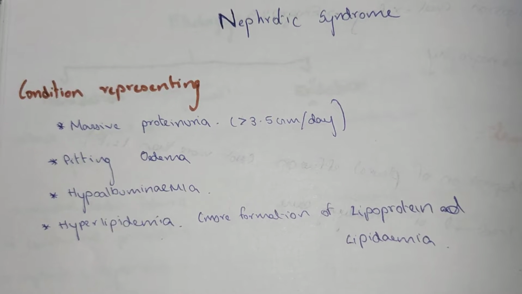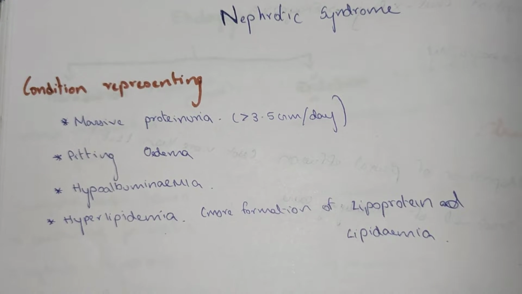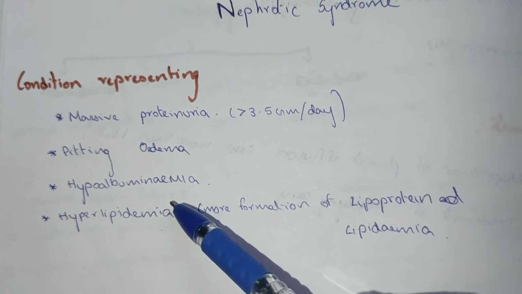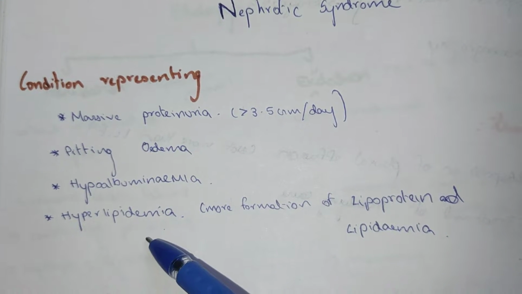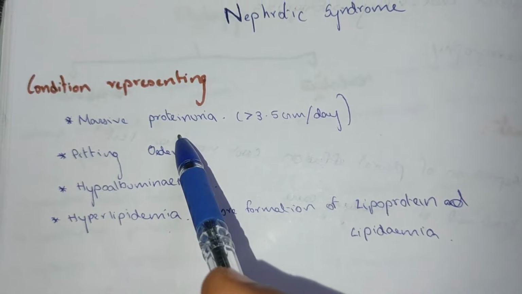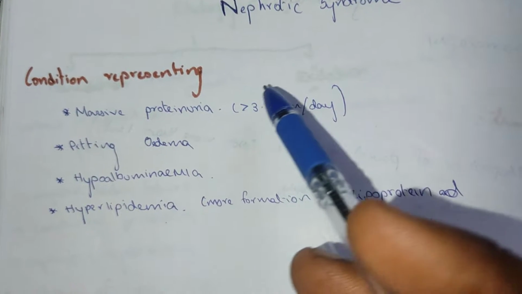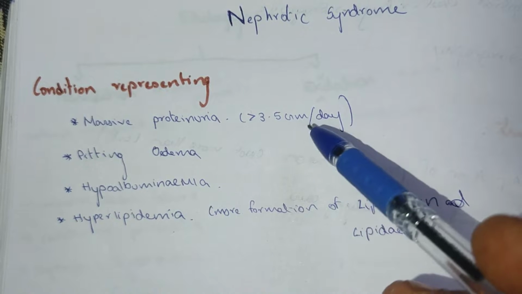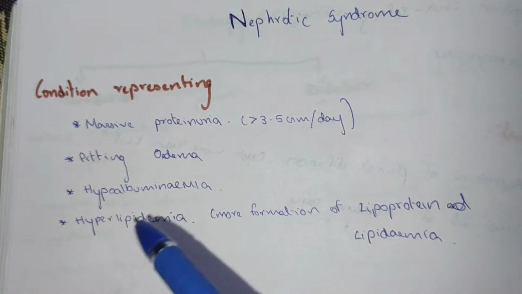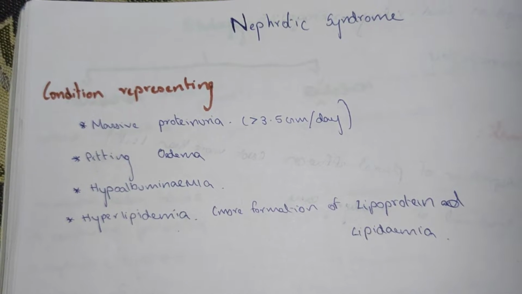In this video, we are going to see about nephrotic syndrome. The conditions which represent nephrotic syndrome are massive proteinuria, pitting edema, hypoalbuminemia, and hyperlipidemia. Massive proteinuria means there is more protein excretion through urine, that is more than 3.5 gram per day. Pitting edema is seen. In hypoalbuminemia and hyperlipidemia, more formation of lipoprotein as well as lipidemia is seen.